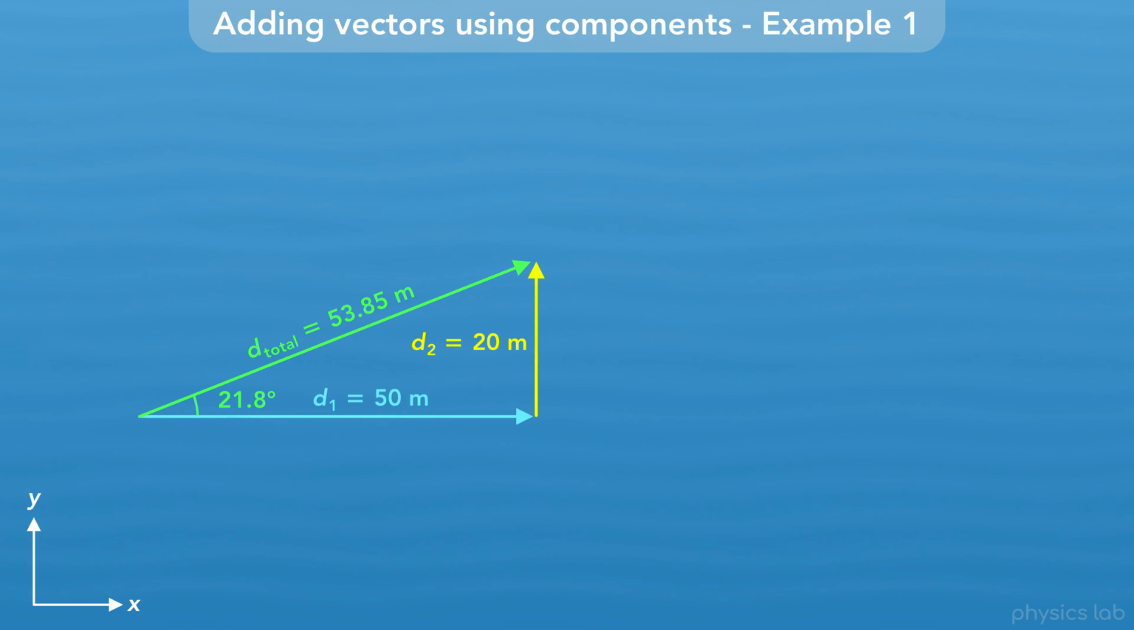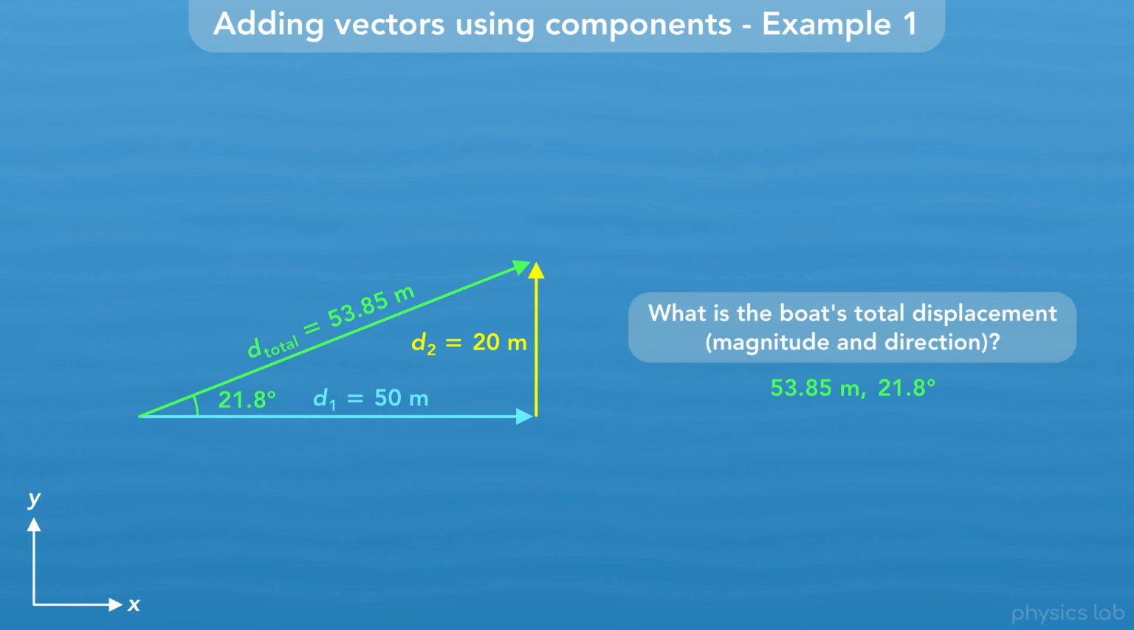So the boat traveled along displacement 1 and displacement 2, and its total displacement was 53.85 meters at an angle of 21.8 degrees. 53.85 meters is the straight line distance between the start point and the end point. So that's how we add one-dimensional vectors to find a total vector or a resultant vector.